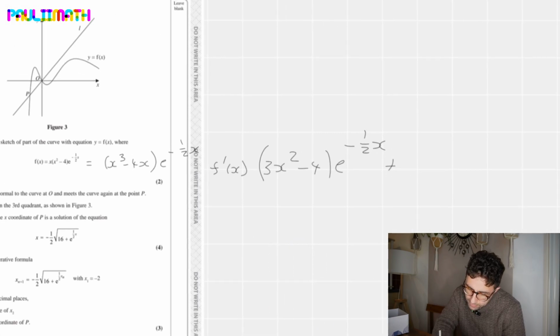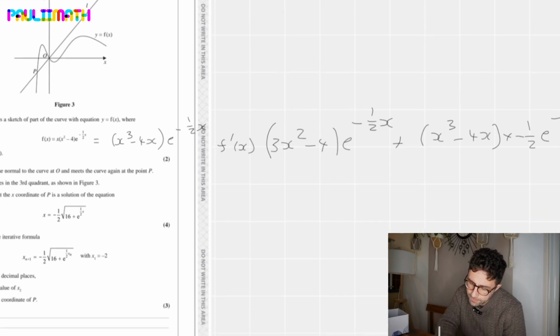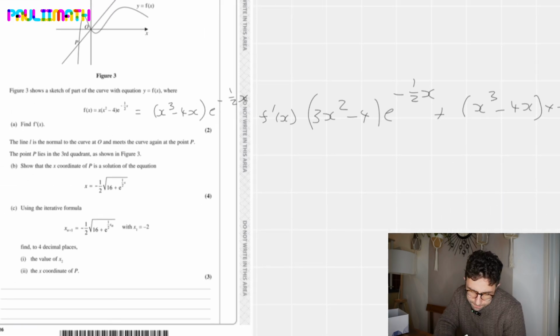Plus, keep the first thing the same. Differentiate the second thing. Product rule. Alright, didn't even really tell us to simplify it, so I'm just going to leave it like that.